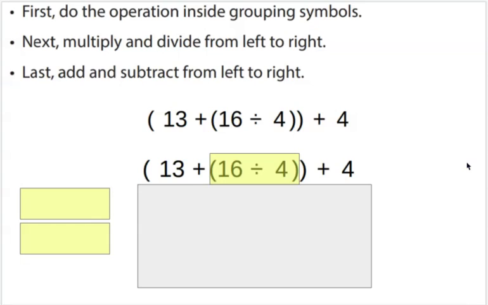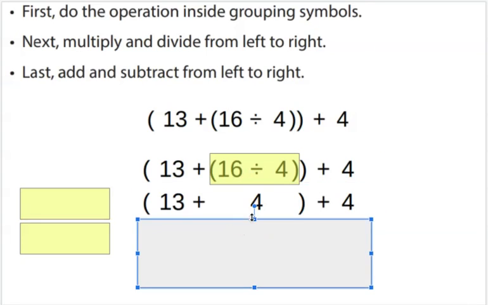Remember, you can push pause on the video if you need a little extra time to catch up. But we are copying this problem down and we are underlining our first step. This is our first step because we are working inside the parentheses. And once you're inside parentheses, you still have to follow these 3 steps. So that's why I'm doing this first. 16 divided by 4 is 4.